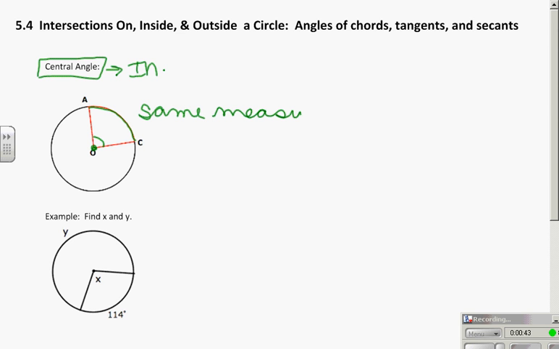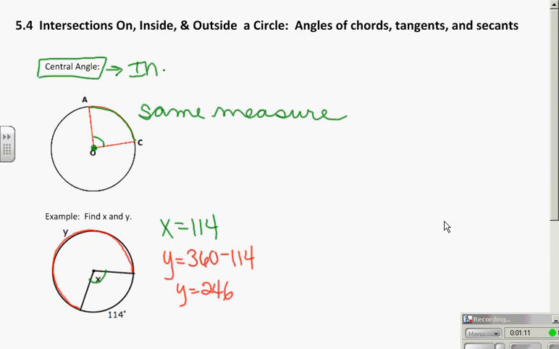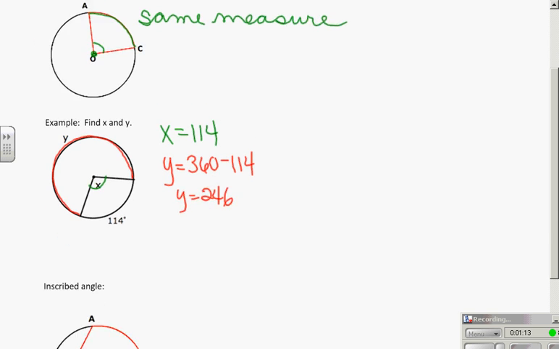This one is review. So when we look at our example of angle X, we know that X is 114. To find Y, we know that the distance all the way around a circle is 360. And so Y is 360 minus 114, and we know that Y is 246. Now that's review.